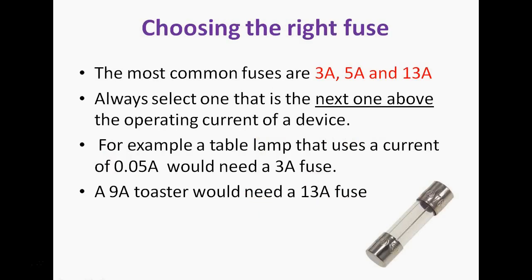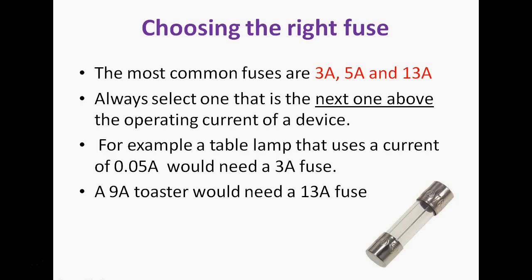This next section then is about choosing the right fuse. Quite often, after you've worked out the current, the next thing you need to do is to select the correct fuse. The most common fuses are 3 amp, 5 amp and 13 amp. And the trick is always select the one that's the next one above the operating current of the device that you've worked out the current for.